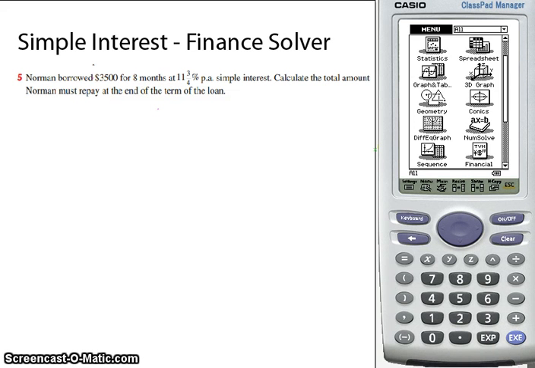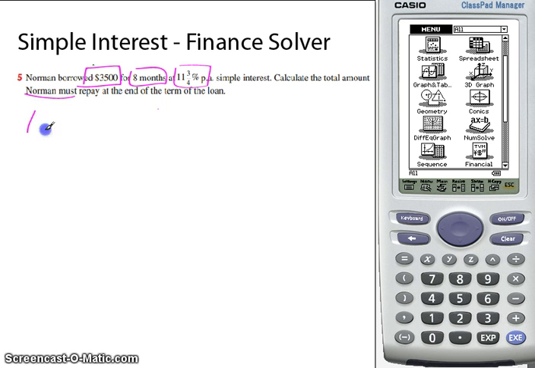So I'm going to look at a simple interest example now using the finance solver command of our CAS. As we read the question, I'm just going to highlight some important components here. Norman borrowed $3,500 for 8 months at 11.75% per annum. We have to calculate the total amount he must repay at the end.